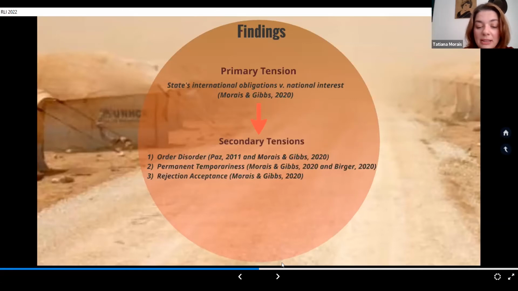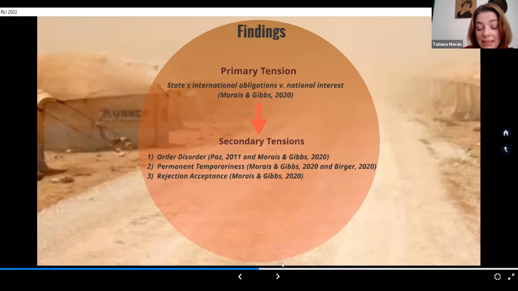The permanent temporariness emphasizes that the de jure temporary situation of asylum seekers is in fact a de facto permanent situation due to the lack of legal status, which leaves asylum applicants trapped in the country of asylum, not being able to carry on with their journeys and, on the other hand, knowing that they cannot go back. This leaves asylum seekers suspended in legal limbo, stuck in precarious conditions, which aggravate their risk and exposure to SGBV, which then leads to the third secondary tension that we identified in our paper, the rejection-acceptance tension.